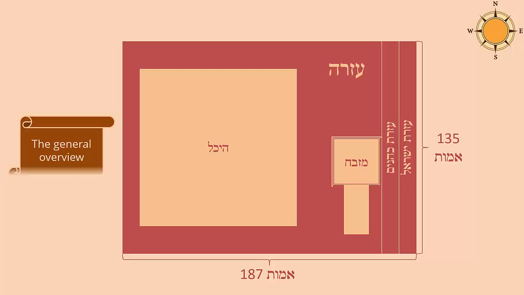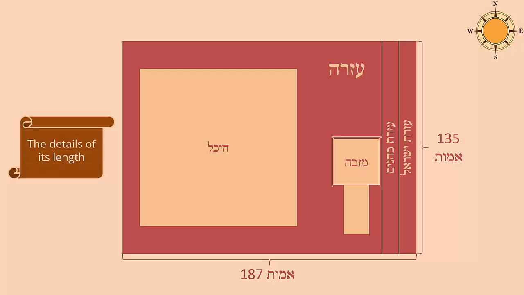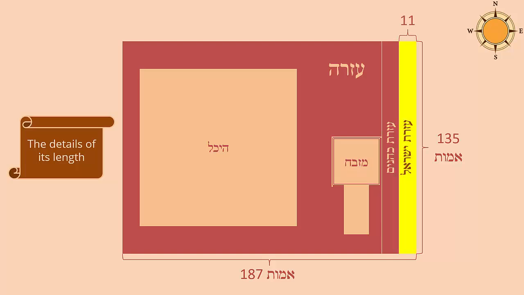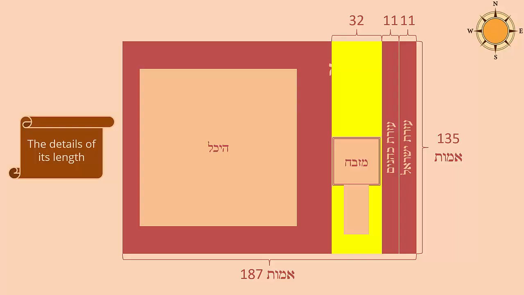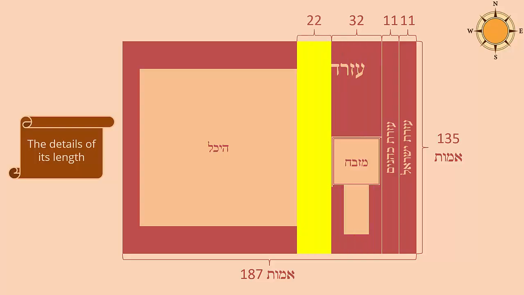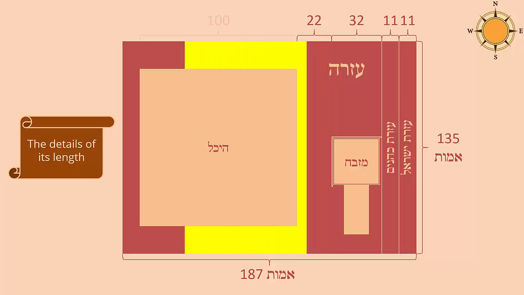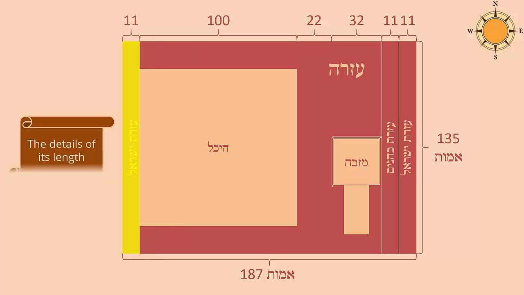Now let's learn about the details of the length of the Azara, and then we'll learn the details about the width of the Azara. So the Ezras Yisrael here was 11 amos. The Ezras Kainim was also 11 amos. Then this area opposite the Mizbeach was 32 amos. Then between the Mizbeach and the Heichel, it was 22 amos. And as we'll learn later, 6 of those amos were filled with the stairs to enter the Heichel. And the Heichel itself is 100 amos. And then the area behind the Heichel is once again 11 amos. So that's for the length of the Azara.